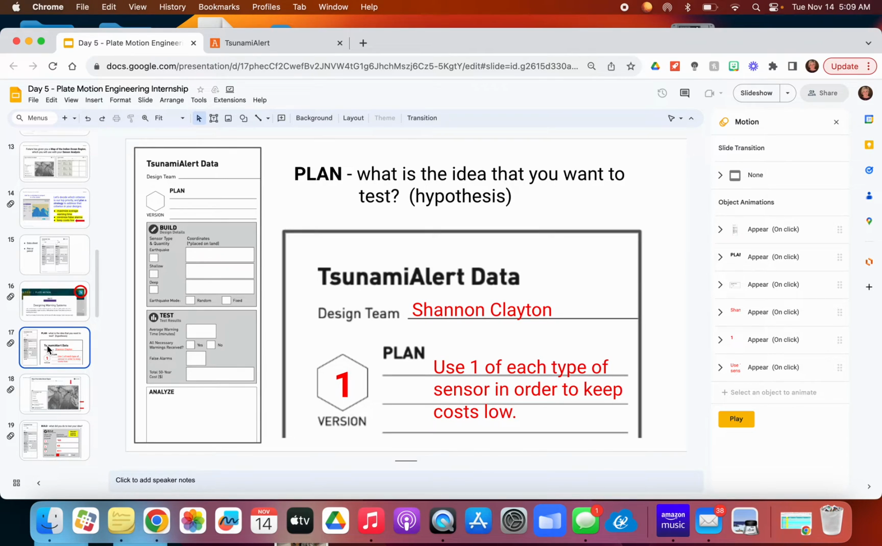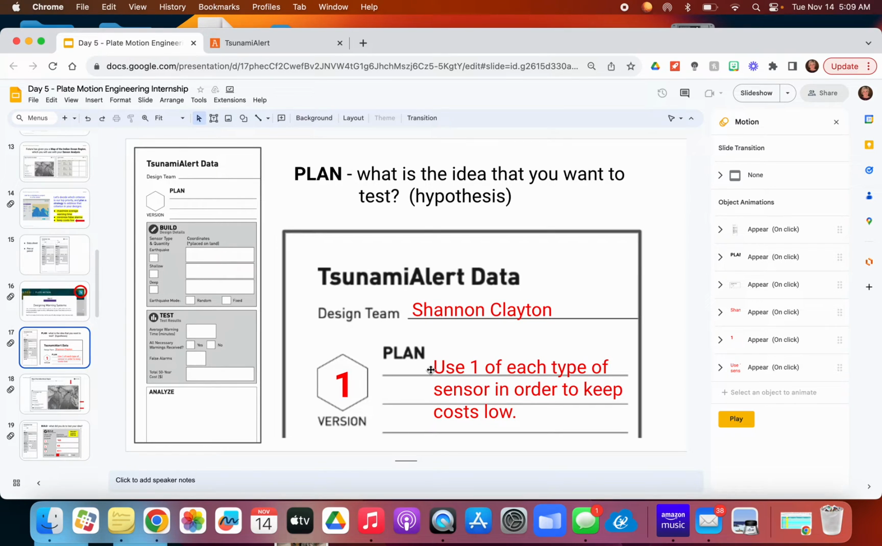Your plan is going to be whatever you want to test. Make sure that you put your version number, so it won't be one, it's going to be 2 or 3 or 4 or however many tests this is for you. And then in a simple explanation, tell me what you want to do and what you think it's going to do. Okay, so I'm going to use one of each type of sensor in order to keep the cost low.